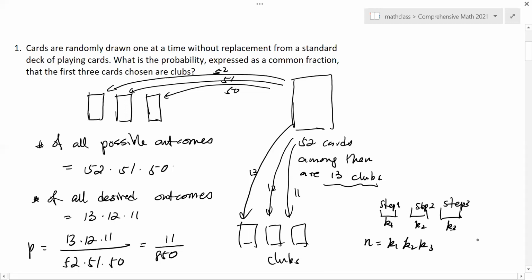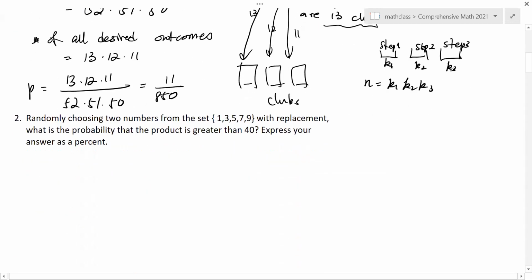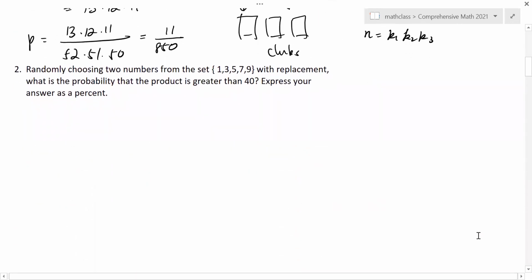Okay, so that's the idea. Take a look at the second problem, and I want you to try this. Give me the answer privately.